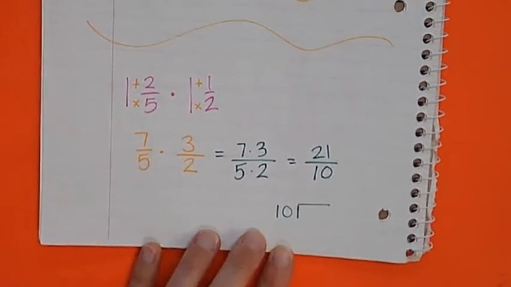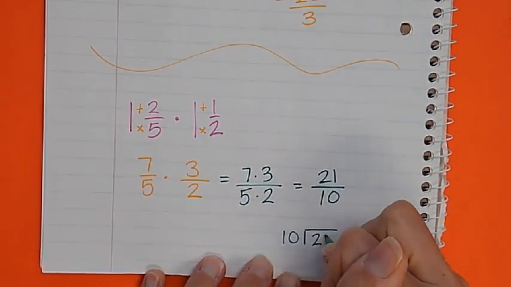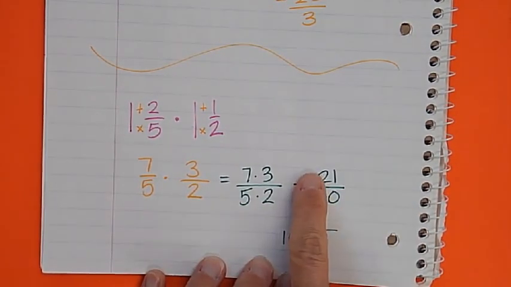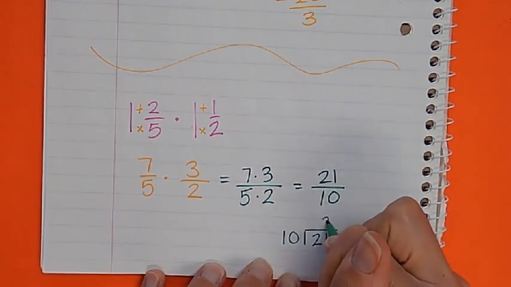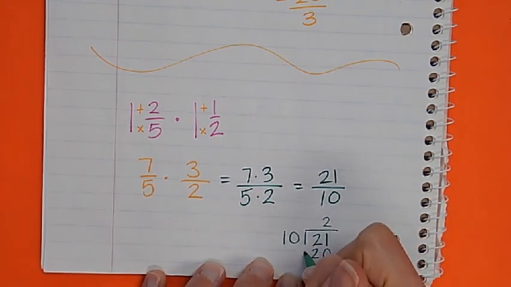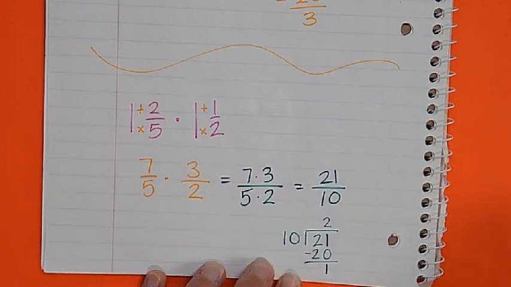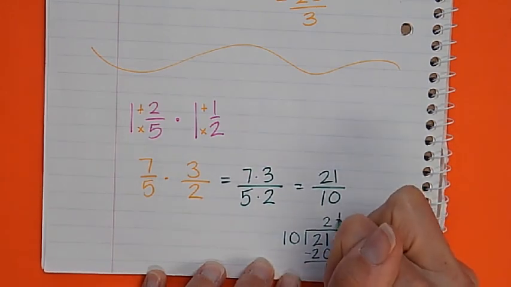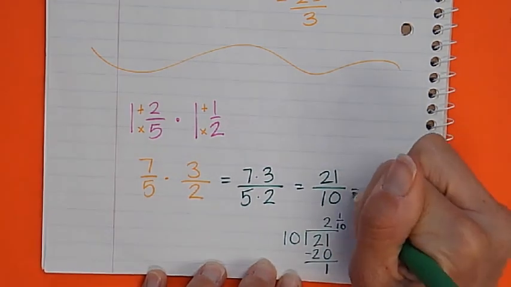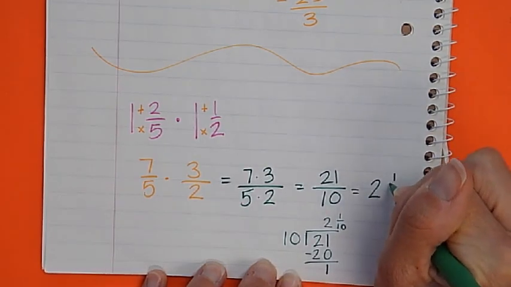So I'm going to do 10 into 21. I divide the denominator into the numerator. 10 goes into 21 2 times. 21 minus 20 is 1, and that leaves me with 1/10. So the answer to this is 2 1/10.